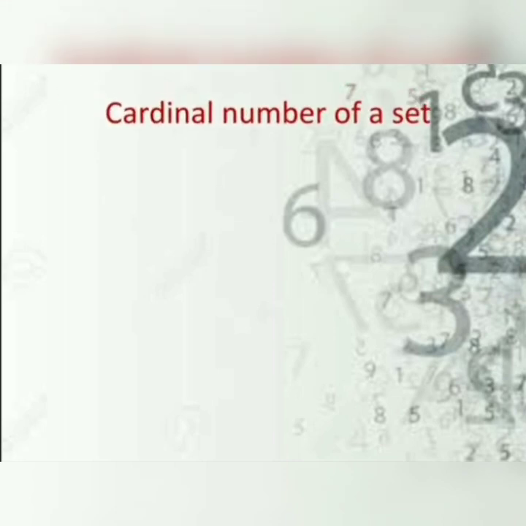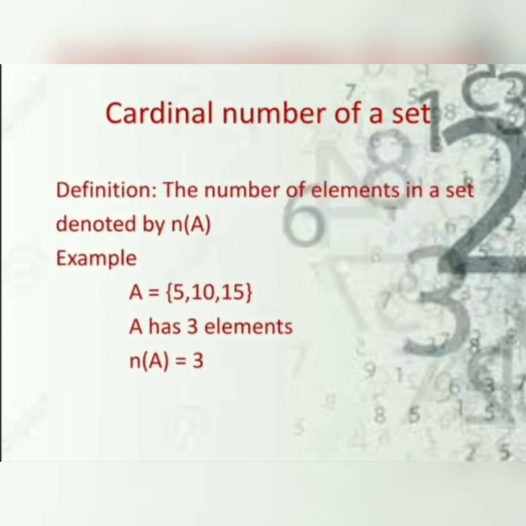Before going to the types of the sets, you must know about the cardinal number of a set. The definition is: the number of elements in a set is denoted by n(A) and it is called the cardinal number of the set. For example, A is {5, 10, 15}. A has 3 elements. So n(A) = 3 is the cardinal number of A.